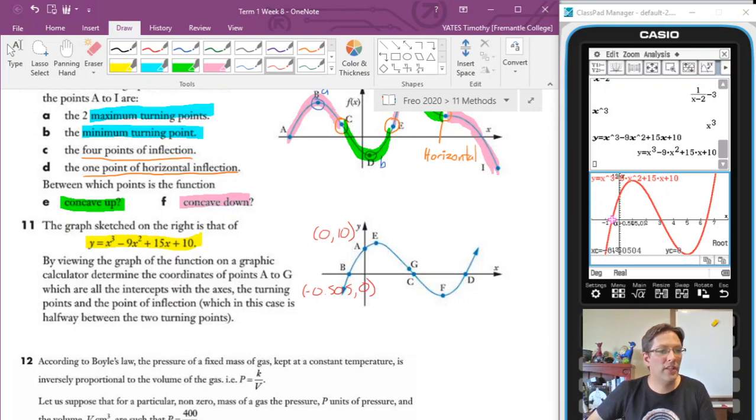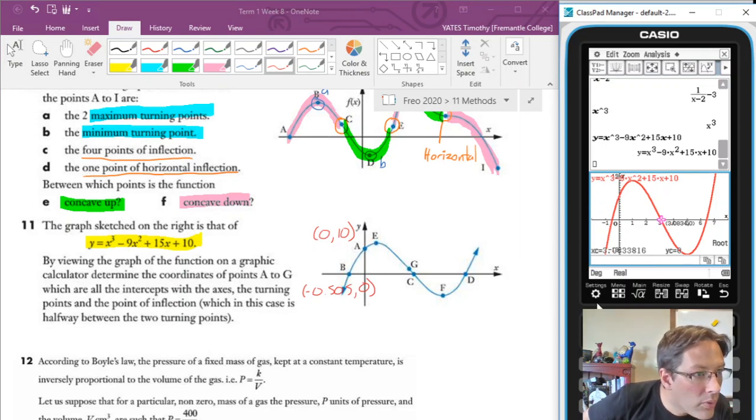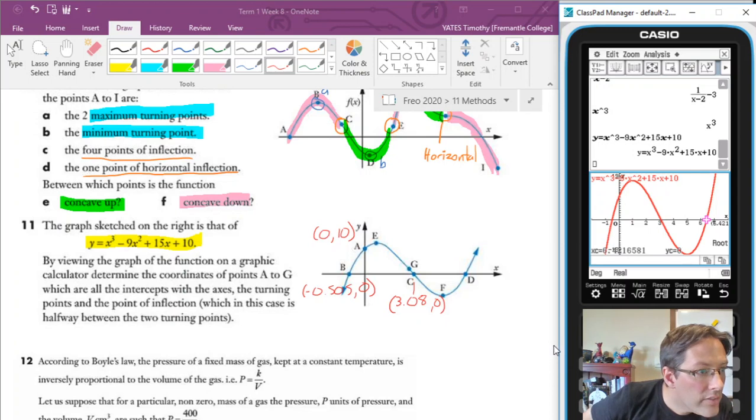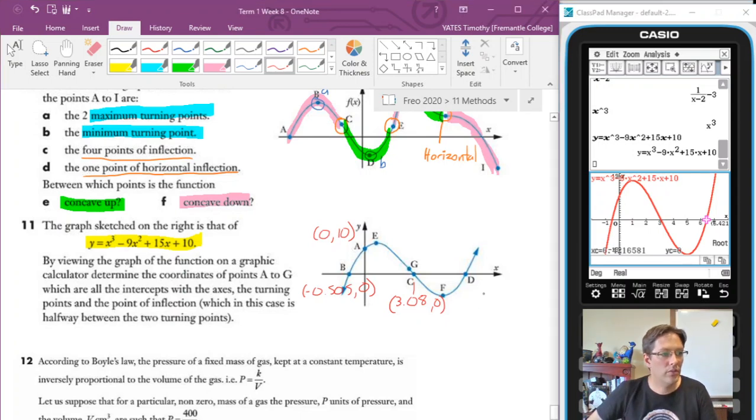And I can just push left and right on my calculator to get to the next one. 3.0, is that 6 or 8? I'm going to assume it's 8 just for the time being. So that's going to be 3.08, comma 0 for C. And our last one will be 6.42, comma 0 for our last root there.